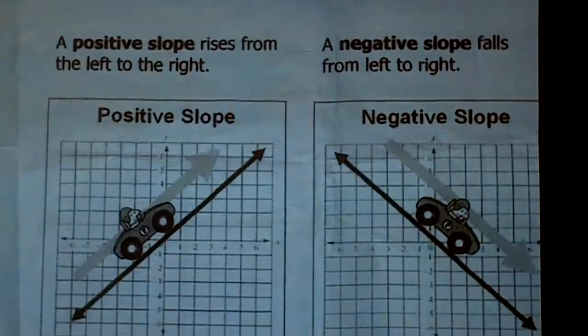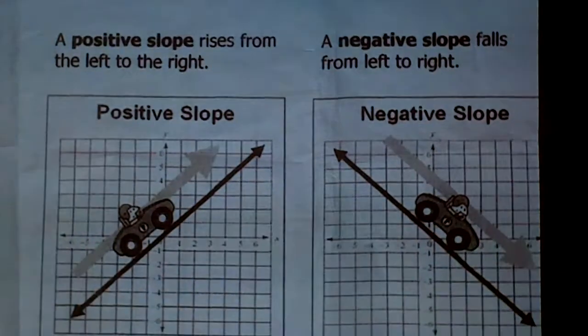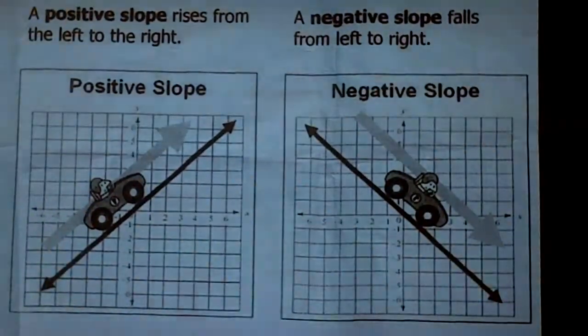A positive slope rises from the left to the right. So you see the cute little race car. I was so excited when I found that. Driving up, that's a positive slope. And if you see a line that falls from the left to the right, that would be a negative slope.